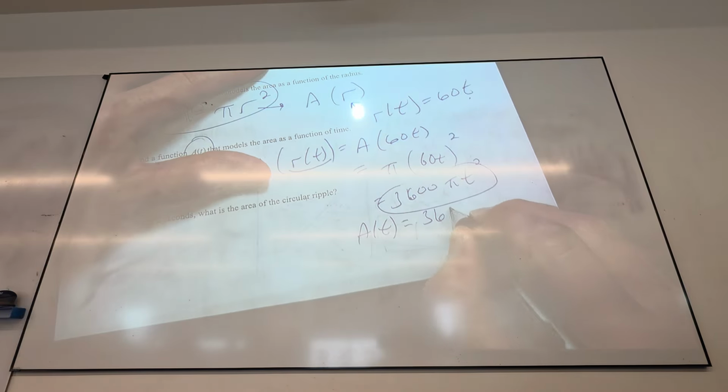So how do I determine after 2 seconds, what's the area? What would you do? Plug a 2 in for t. I don't need to know the radius because now I made my area directly related to time. This is a physical, real-life situation of shoving a function into another one. We actually do it all the time in all kinds of STEM classes.